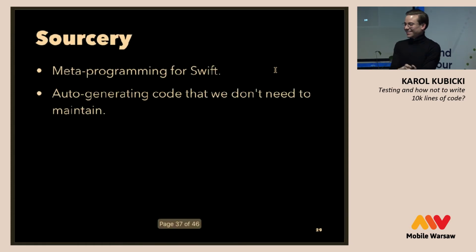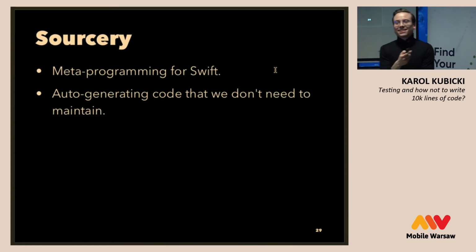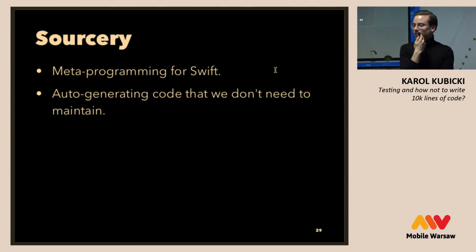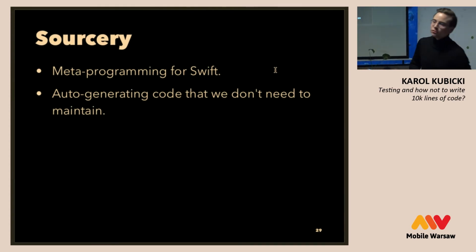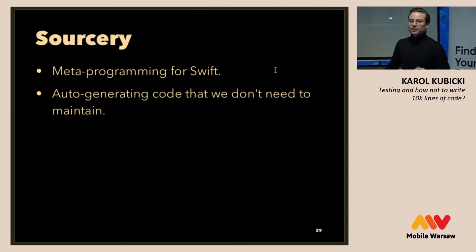Yeah. So in order to achieve that, we will also need to use another tool, Sourcery, that was created by Krzysiek Zabłocki. Probably he's not here, but he's from Warsaw, so you know him. And Sourcery is meta-programming for Swift, which means that we write programs that write programs. And usually it's used in auto-generating code that we don't want to write in the first place. And we don't want to maintain it.